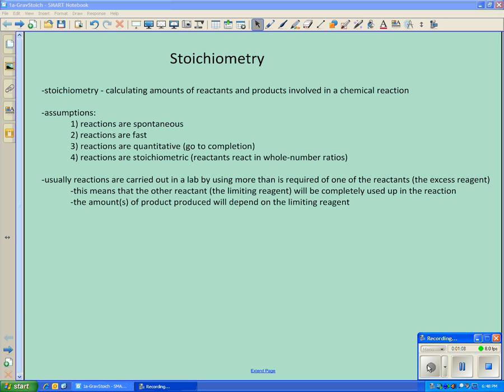Third, reactions are quantitative, meaning that they go to completion. So we will assume that more than 99% of our reactants change to our products. And the fourth is that the reactions are stoichiometric, meaning that we can use those whole number ratios in the balanced reactions as part of our calculations.